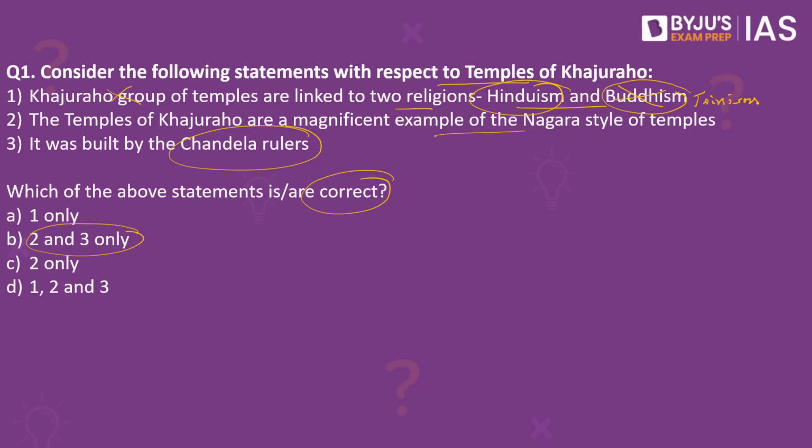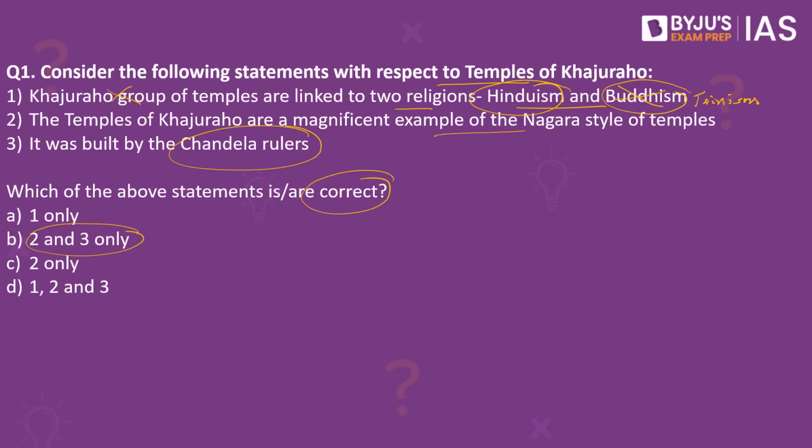The Dravidian style is found in the southern part of India. Now, as part of the assignment, you have to put in the comment section what the major differences are between the Nagara style as well as the Dravida style. Please put them in the comment section. So the second statement is right. When you look into the third statement, it was built by the Chandela rulers. Yes, this statement is also right as well.